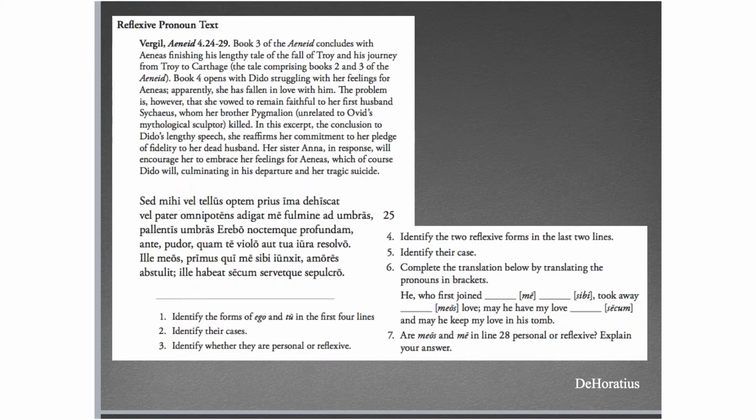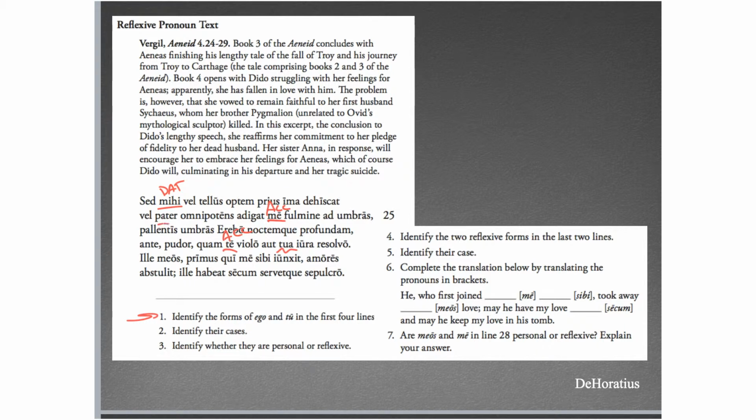All right, here's a text. So identify the forms of ego in the first 4 lines. So mihi, me, te, tua is technically the adjectival form, but might work. All right, so identify their cases. Mihi, of course, is going to be dative. Me is going to be accusative. Te is going to be accusative. And then personal or reflexive. So that's going to depend entirely on the subject.